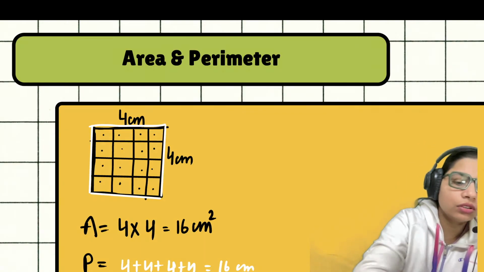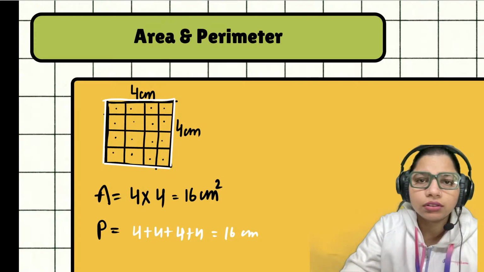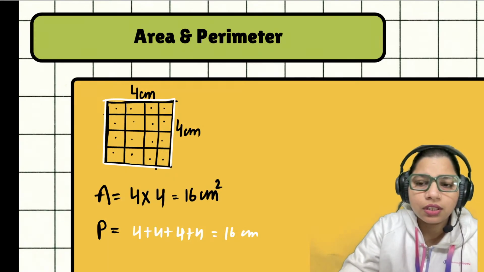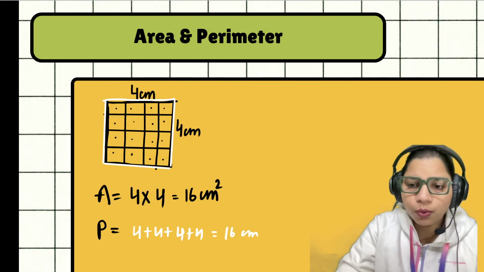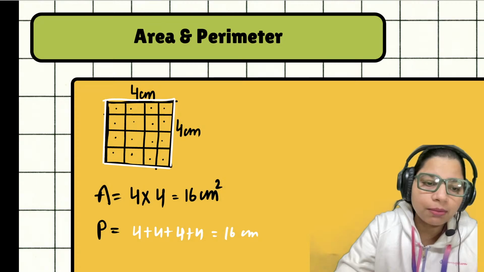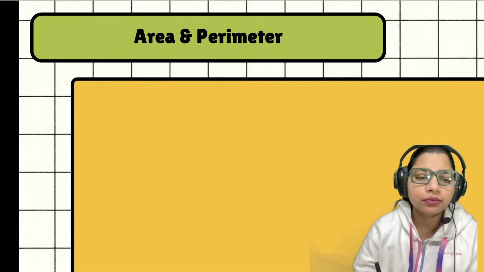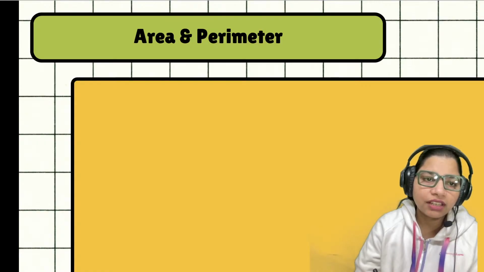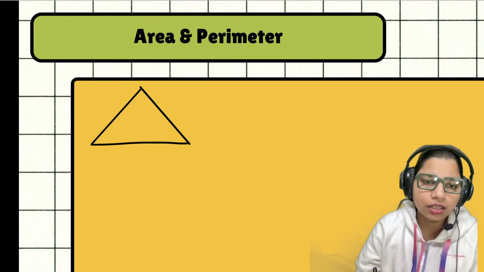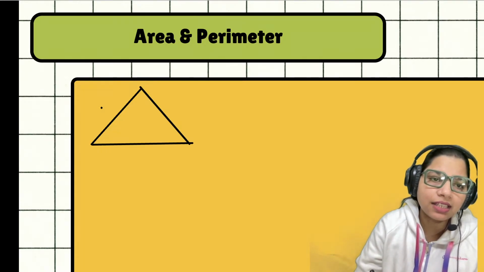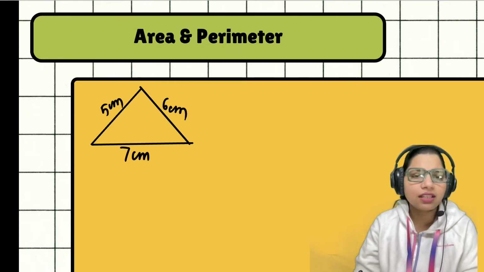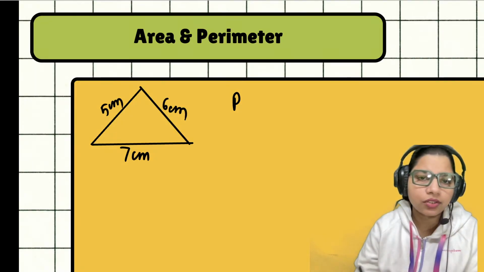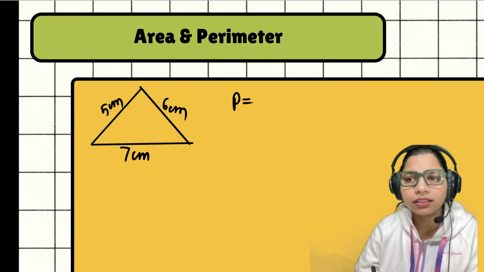Okay, now this is what the perimeter and area of the square is. Now, how about finding the perimeter and area of a triangle? If I say it's a scalene triangle, that means this is 5 centimeters, that's 6 centimeters, and this is 7 centimeters. Very easy. We are not talking about the area of the triangle. We will focus on the perimeter of the triangle first.